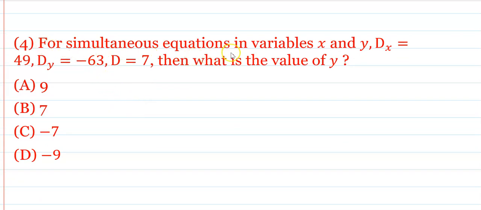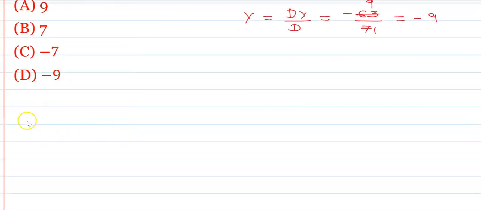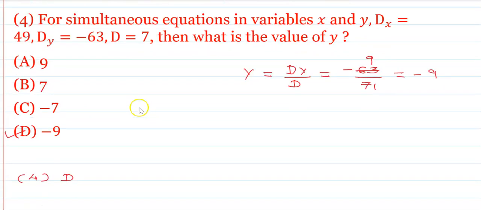For the simultaneous equations in variables x and y, Dx is equal to 49, Dy is -63, D is 7. Then what is the value of y? या ठिकाणी आपल्याला y ची व्हॅल्यू फाइंड आउट करायची आहे. Okay, therefore y is equal to, what is the formula? Dy upon D. The value of Dy is -63 and D is 7. 7 nines are 63. Therefore the value of y is -9, and hence the answer is written in this way. Okay, now the next.